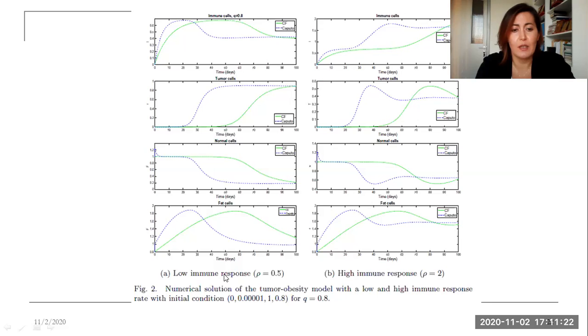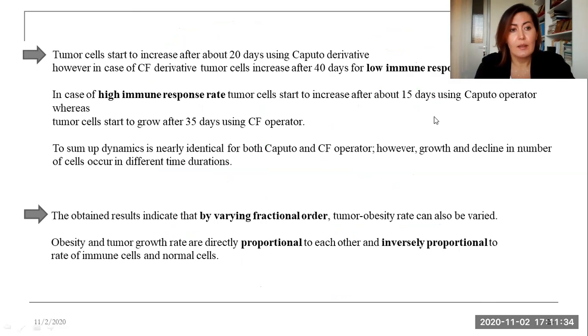When rho is 0.5, we have the low immunity case. When it is 2, we have the high immunity case. And we get all cell values for all cell types. And we observe the following results among these simulations. In terms of the immunity response under high immunity or low immunity cases, the dynamics captured by these two operators, Caputo and Caputo-Fabrizio, are nearly the same, but there is a difference in the growth and decline of the cell levels, and they occur in different time periods, different time durations.